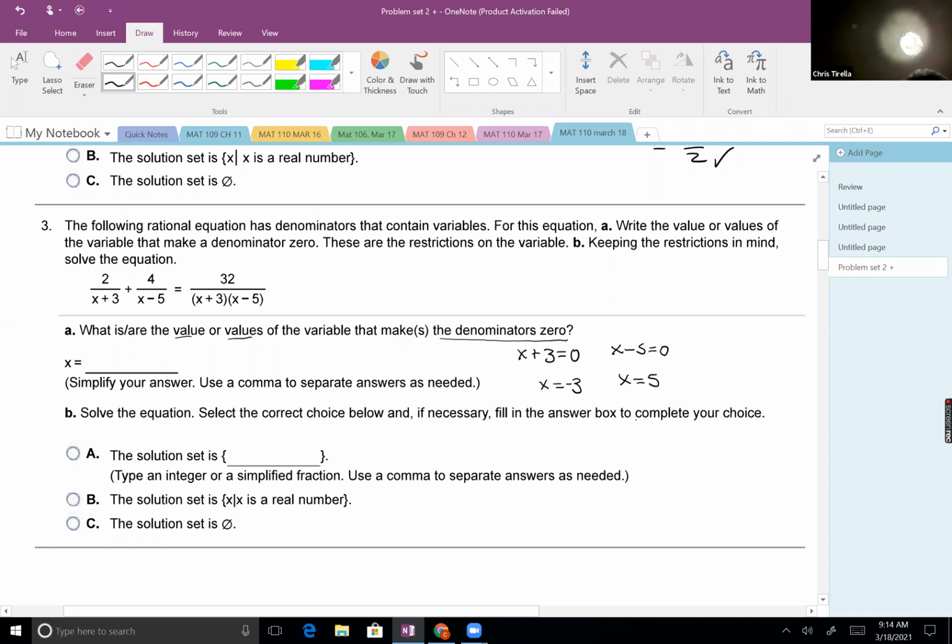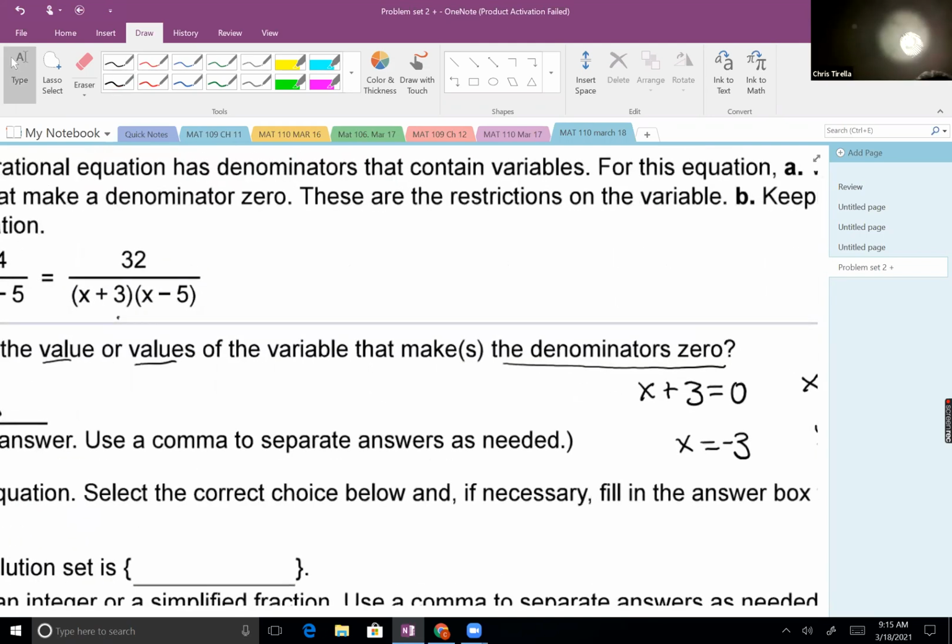I get x equals 5. Now if I look at that factored one, x plus 3 times x minus 5, in order for that to equal 0, each factor would be 0. And we've considered those already. So the values that make the denominator 0 would be negative 3 and 5. Is everybody okay there? Yes.